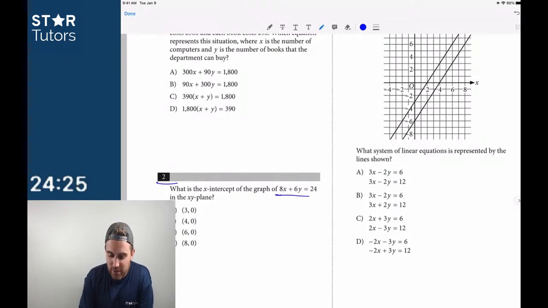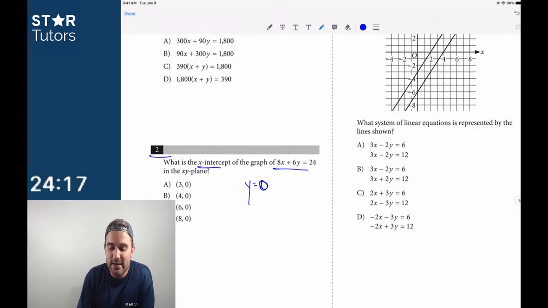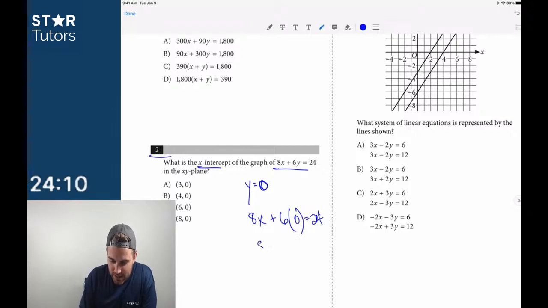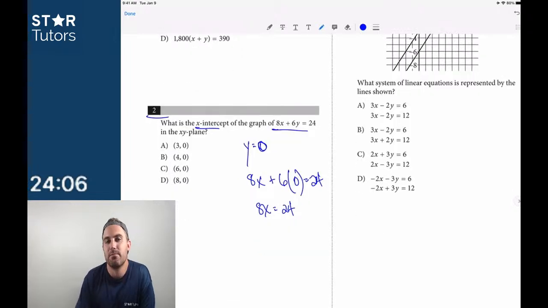So if we just start with this and we see x-intercept, right away our mind should say that if we're looking for the x-intercept, that means that y, not x, y is 0. So we just do 8x plus 6 times 0 is equal to 24. Okay, and we get 8x is equal to 24. Write everything out, because this is a perfect example of where students miss this problem going too quickly. They divide by 8 and they think they're dividing by 6. They make a simple mistake, right? And instead of getting x is equal to 3, they get x is equal to 4 and they circle answer choice B.